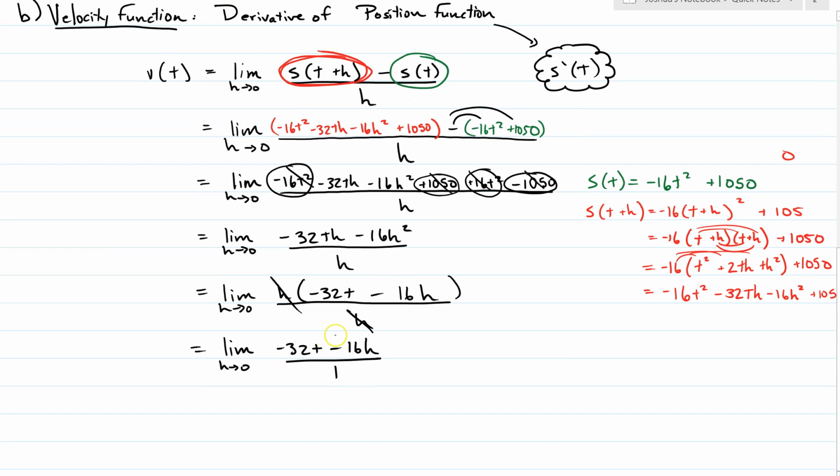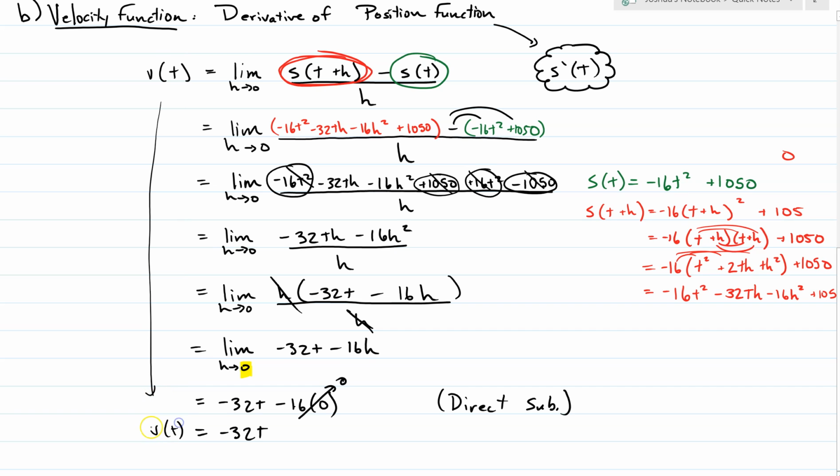Now, I don't really need to write all over 1 because anything divided by 1 is itself. So I'm just going to write it like that. And then here is where I finally take the limit, so I can stop writing limit. I'm going to use direct substitution, and plug in 0 for h. -32t minus 16 times 0. And 16 times 0 is just 0, so we have -32t. And this is our velocity function for part B. Do remember that velocity is going to be in feet per second, just as a side note. So when we calculate velocity later, that's going to be the unit.